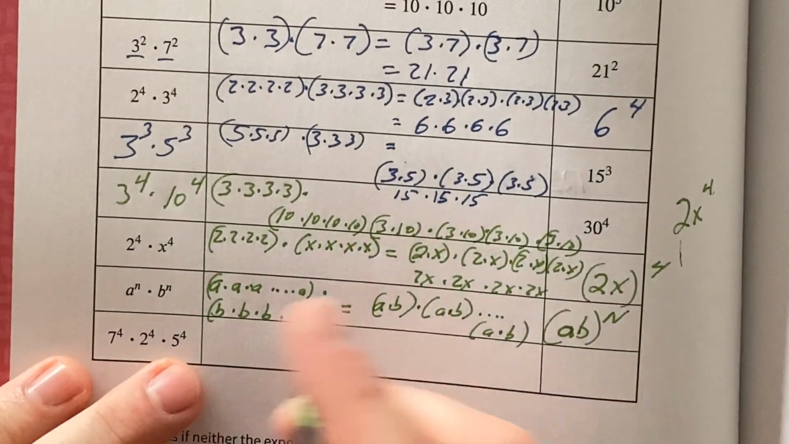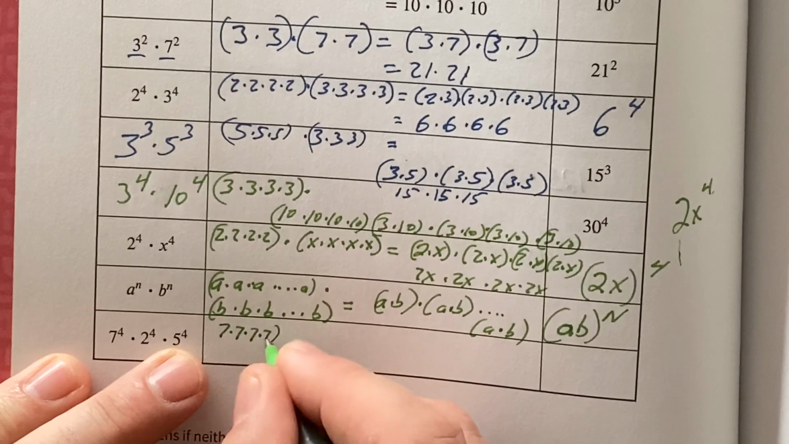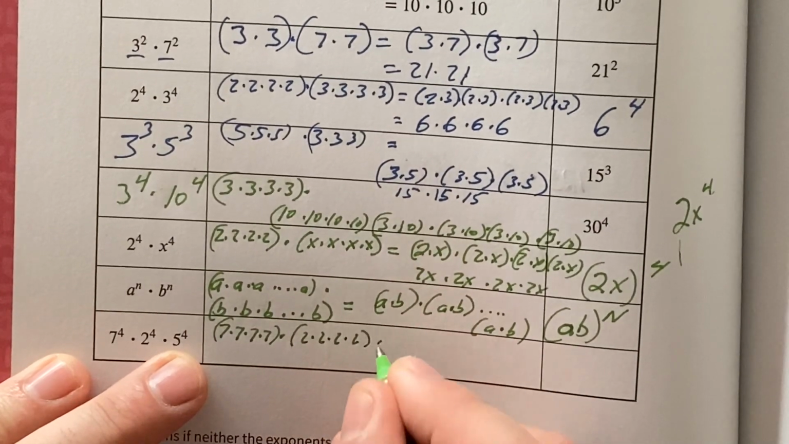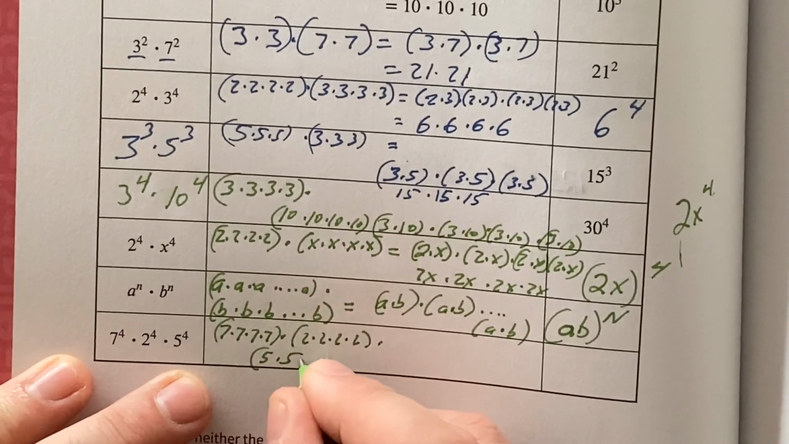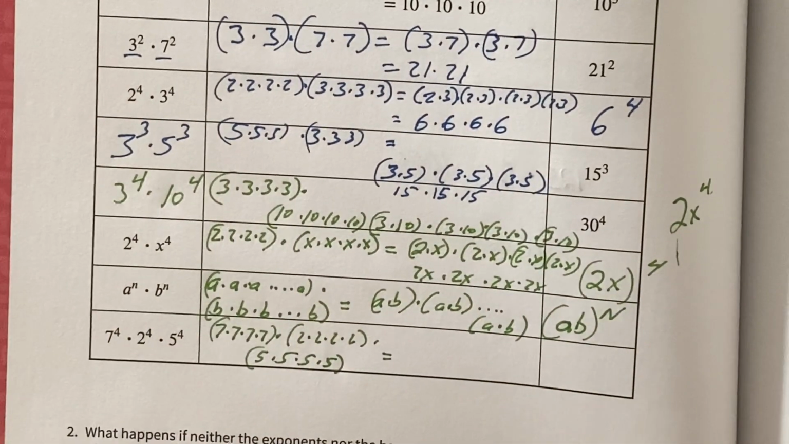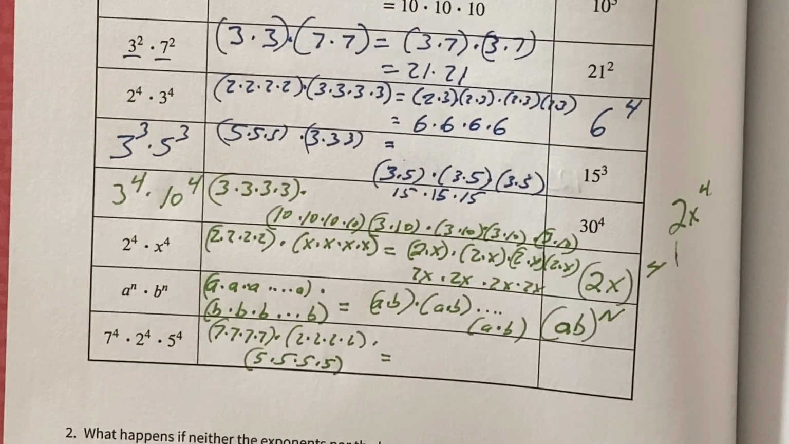All right, next one. 4 7s. 4 2s. 4 5s. 7 times 2 times 5, anybody? 70. 70?